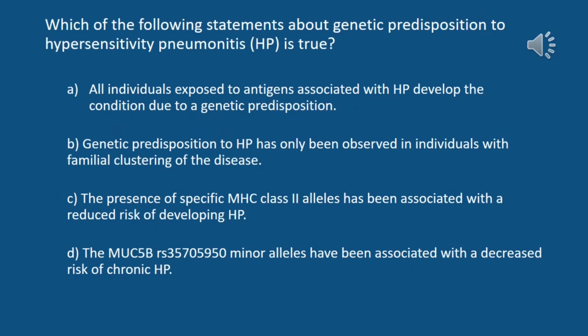Which of the following statements about genetic predisposition to hypersensitivity pneumonitis, HP, is true? A. All individuals exposed to antigens associated with HP develop the condition due to a genetic predisposition. B. Genetic predisposition to HP has only been observed in individuals with familial clustering of the disease. C. The presence of specific MHC class II alleles has been associated with a reduced risk of developing HP. D. The MUC5B rs35705950 minor alleles have been associated with a decreased risk of chronic HP.